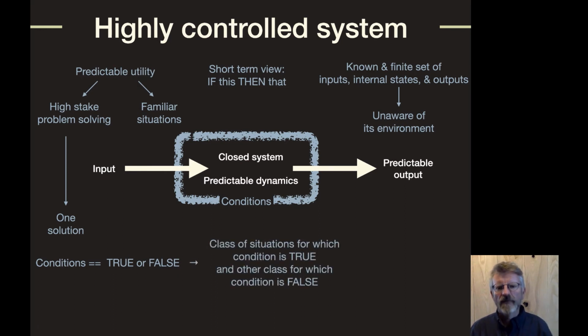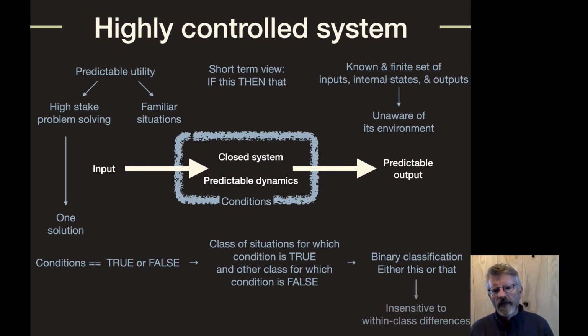But it means that we have a class of situations in the world for which the conditions are true, and another class for which the condition is false. So we have a binary classification. Either we are interested in whether they are true or whether they are false, and when they are false we want to make them true. And that also means that we are not so interested in what is the particular situation.